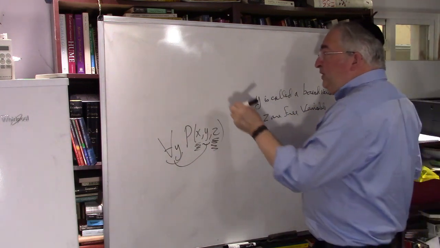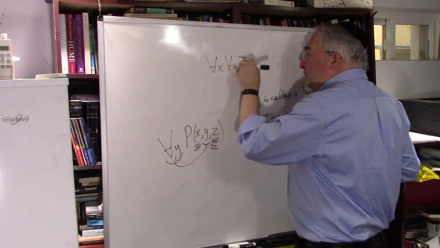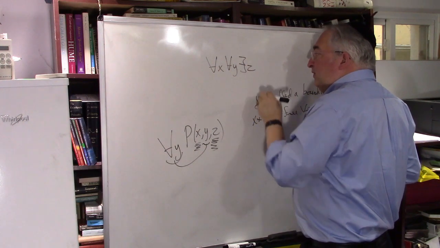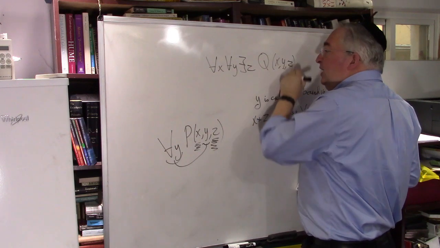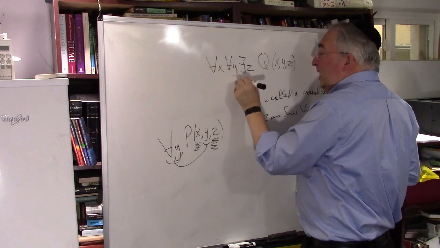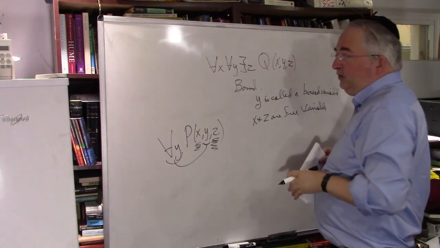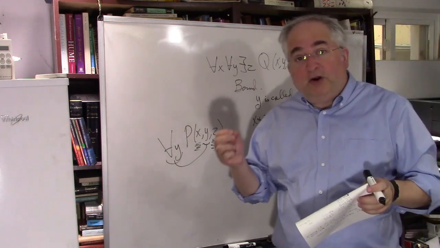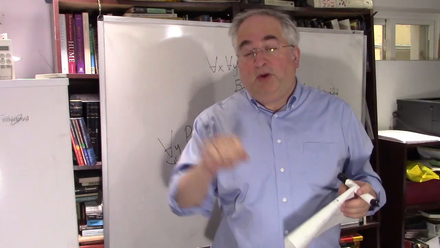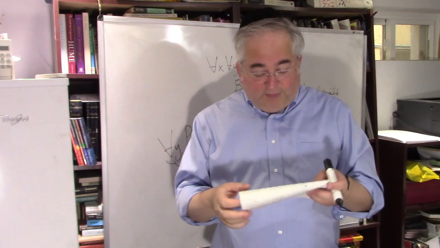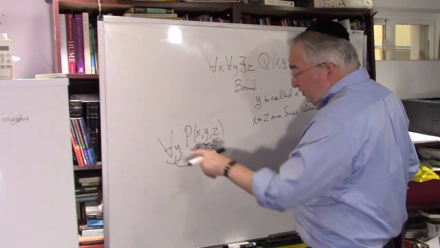Okay, and when we did this for all x, for all y, there exists a z of q of x comma y comma z, then all three of them are bound. All three of them are bound. You have a quantifier binding. It's saying, oh no, you can't move these around. I'm saying this is for all that exist, etc. Okay, so let's just say this.